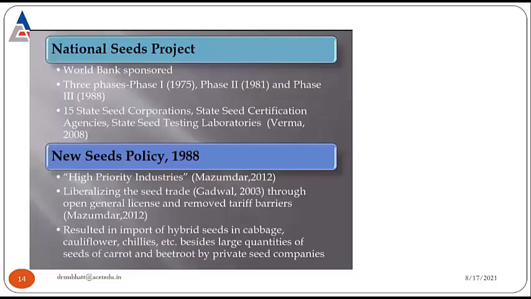Then the National Seed Project came up with the help of the World Bank, and it was implemented in three phases. Then a further 15 states had this kind of project, right? A new seed policy was then implemented in 1988 in order to improve the quality of the seeds. And according to Mazumdar, you can see the private sector was also involving itself in seed production, right? After the liberalization of the seed trade, there was further improvement in the private sector effort for quality seed production. Okay.